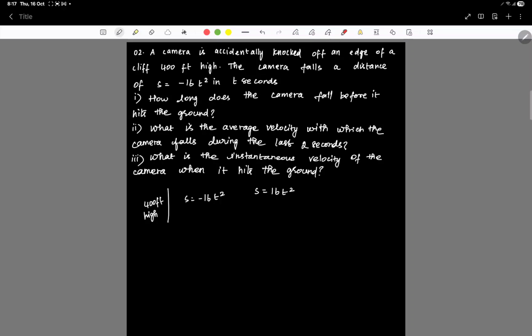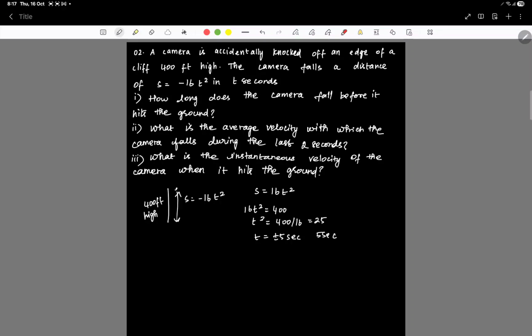Now, how long does the camera fall before it hits the ground? We have to find the time t when the camera is hitting the ground. When the camera is hitting the ground, the distance traveled by the camera is 400. Therefore, 16 t square is equal to 400. T square is equal to 400 by 16. 400 by 16 is 25. So t is equal to plus or minus 5 seconds. Here it is 5 seconds it will take to reach the ground.